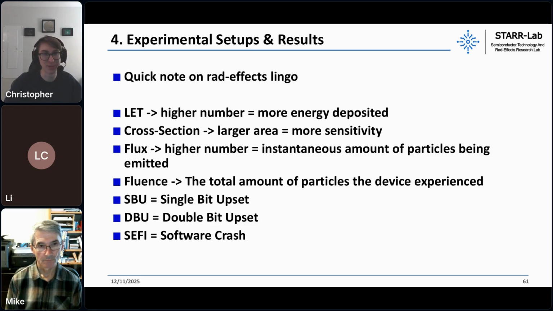Cross-section is an industry term to describe how sensitive the device is. So a bigger number, more sensitive. Flux, number of particles per second that are hitting the device. Fluence is the total amount of particles that hit it. And then there are some other common acronyms like single bit upset, double bit upset, as well as SEFI. That's a single event functional interrupt, and that really just describes: was there a software crash? Did the device halt, or did the software operate in some way that was really unintended?